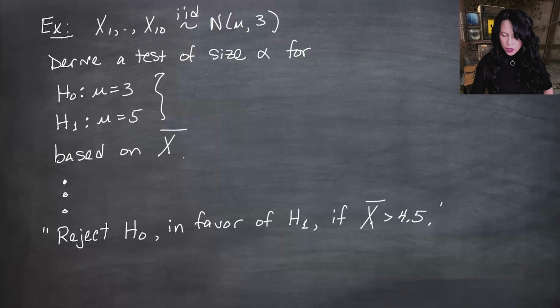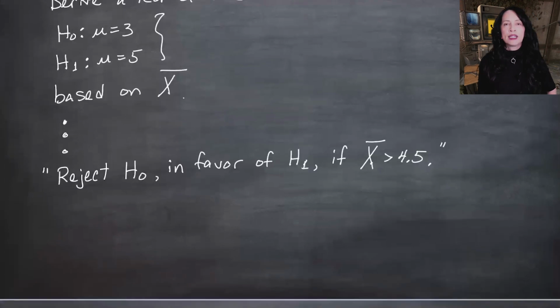Where did that come from? Totally made up at this point. Our job is going to be to figure out what this number should be in order for us to get the correct or desired probabilities of making type 1 and type 2 errors. But suppose this has been given as our quote unquote rejection rule.